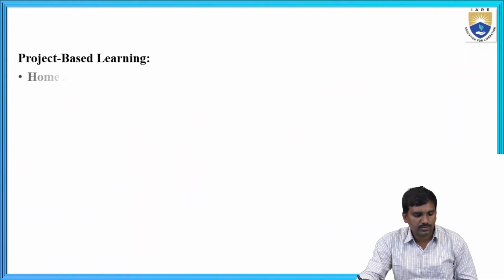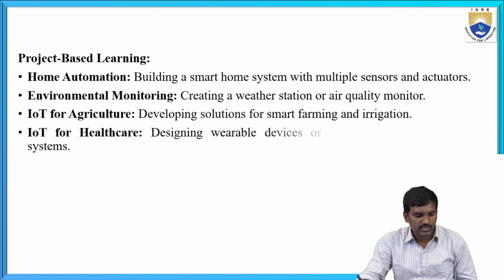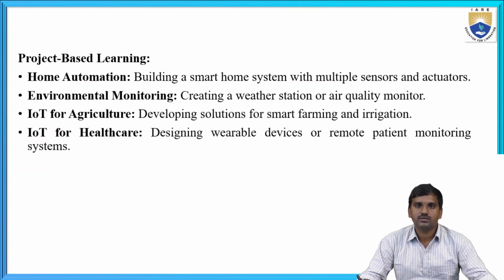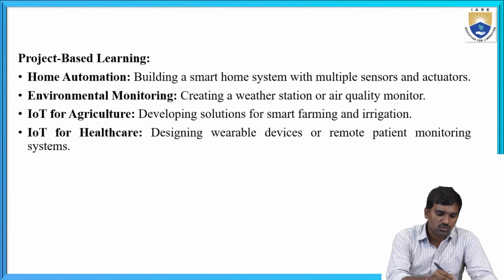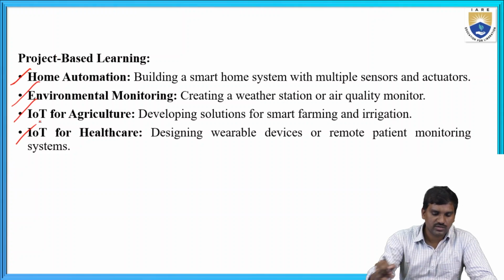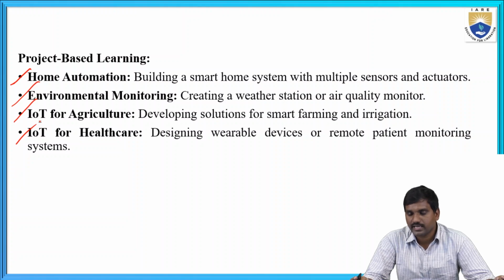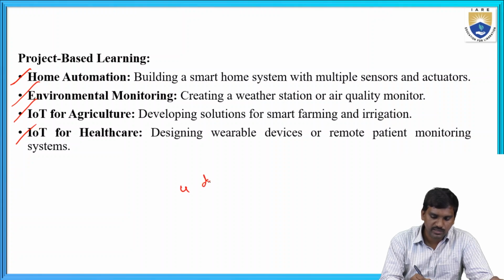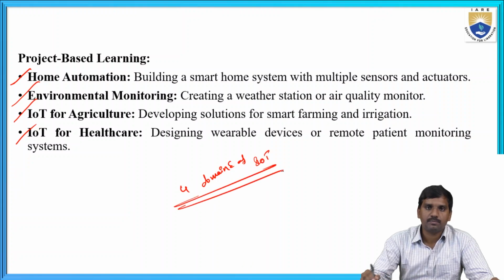The next one, project-based learning. Here we have different applications: home automation, environmental monitoring, IoT for agriculture, IoT for healthcare. That is IoT for medical, agriculture, health, environmental, and home automation. These are the 4 domains, very, very important, 4 domains of developing IoT applications.